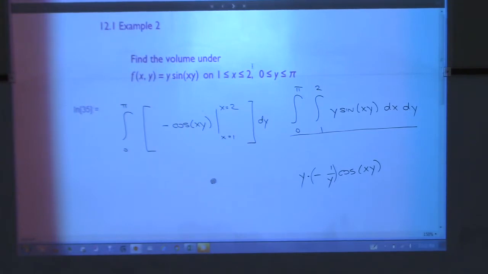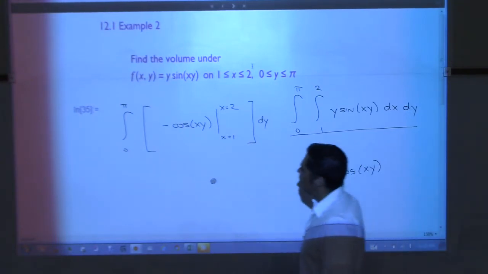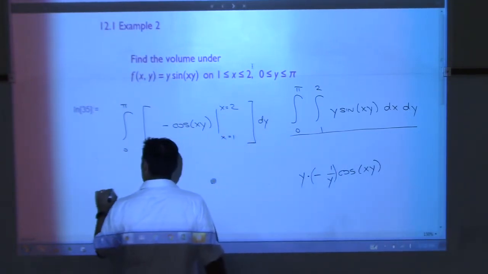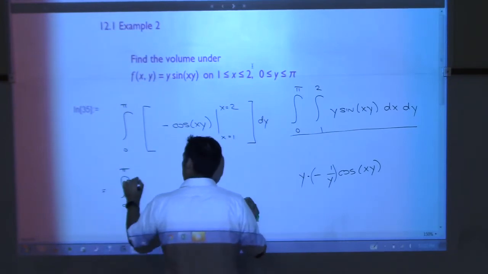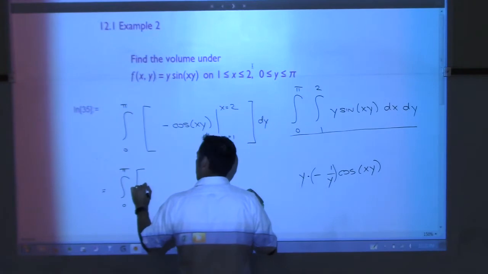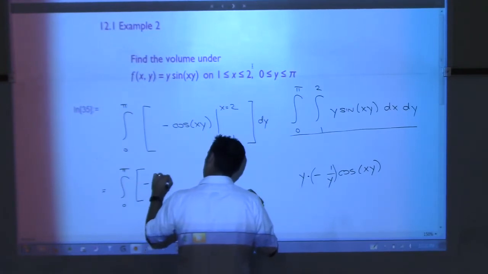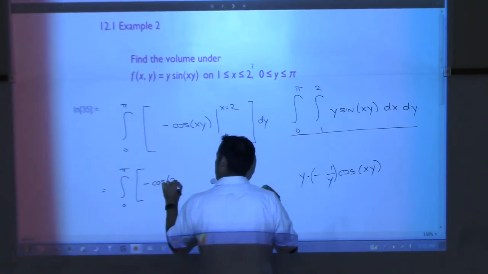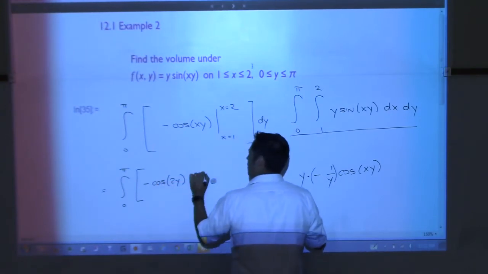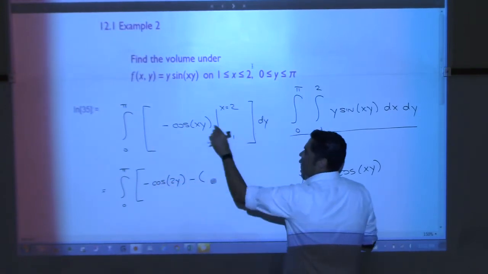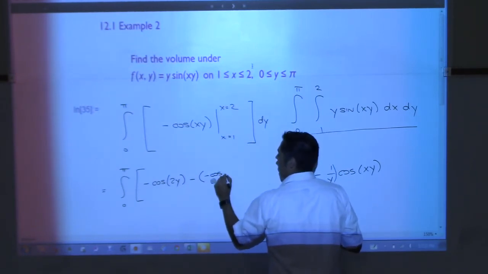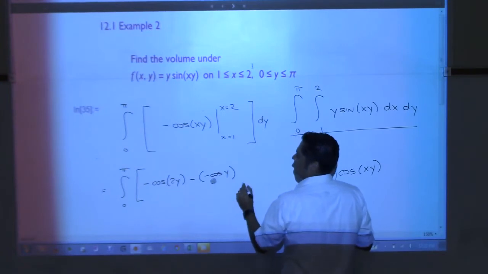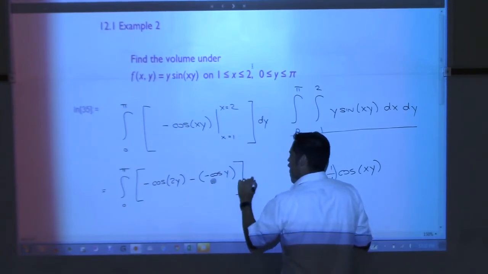Now, here we plug in 2, and then we plug in 1, and things don't get much better, do they? Okay, so if I plug in 2, what do I get? Negative cosine of 2y, and then minus, now plug in 1, so negative cosine of y dy.